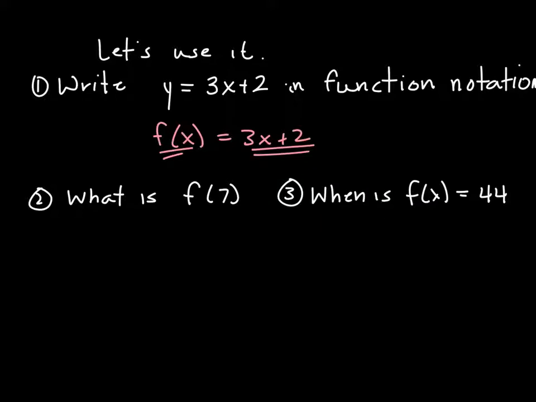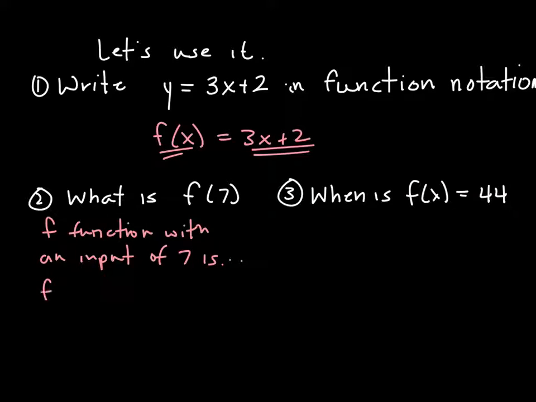So if you notice, it says f parentheses 7. So what this is saying to you is I want to go to the f function with an input of 7. Now that I'm plugging a number in, I can throw this word "is" on the end, okay? So this is what I'm thinking to myself. So this is how we write it. We go f of 7.